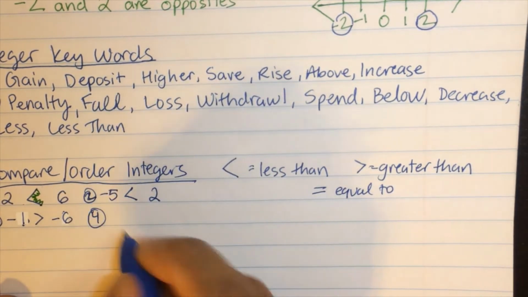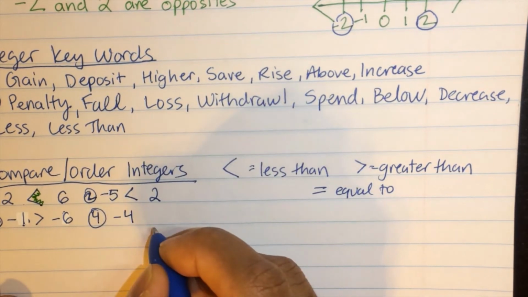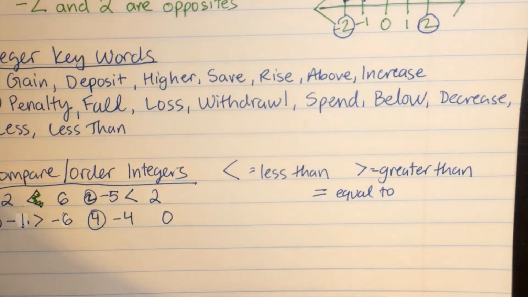Number 4. Let's do negative 4, and let's compare it to 0. Negative 4, and I want to compare it to 0. All right, Sayona, go ahead and unmute your mic. What do you think I would say for negative 4 and I compare it to 0? What would be my inequality symbol that I use? Is negative 4 less than, greater than, or equal to 0? I'm a bit confused with this one.